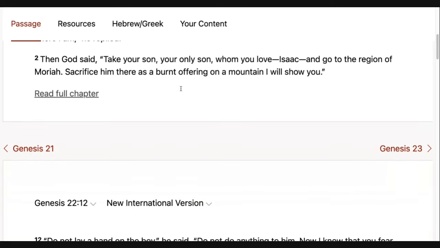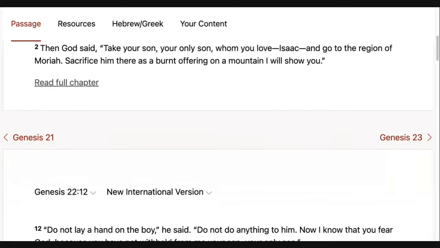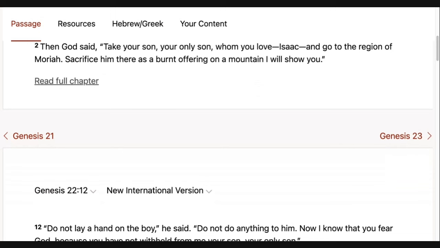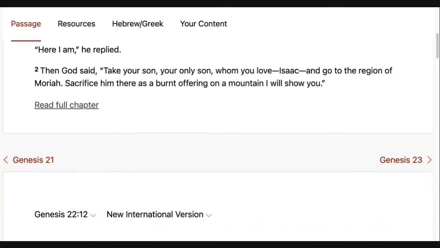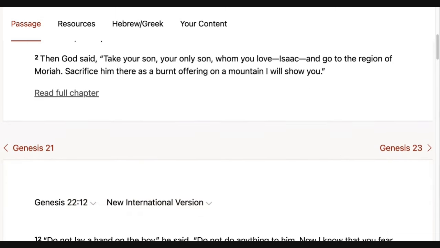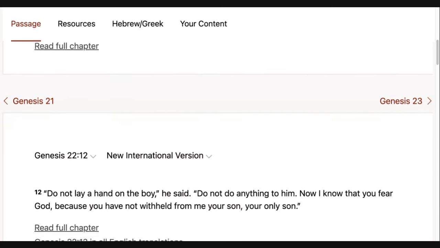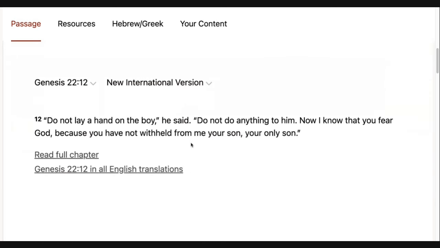Yachid, which can mean uniqueness, but also means the one and only, the only child, the only individual. You get it, right? How about Genesis 22:12? You have not withheld from me your son, your only son. Oh, so though Ishmael was there, Isaac can still be called only son? If so, why can't he be called the only begotten?